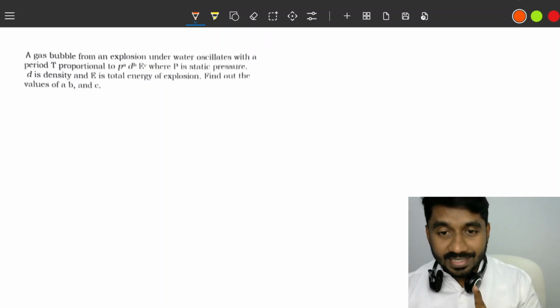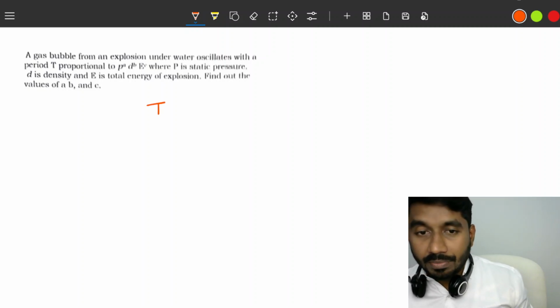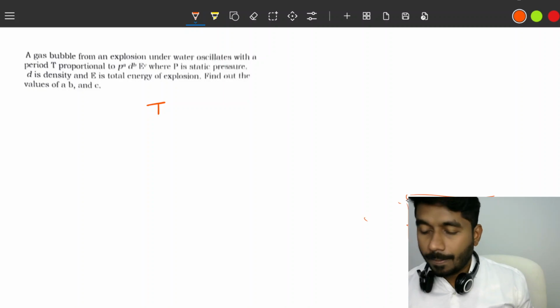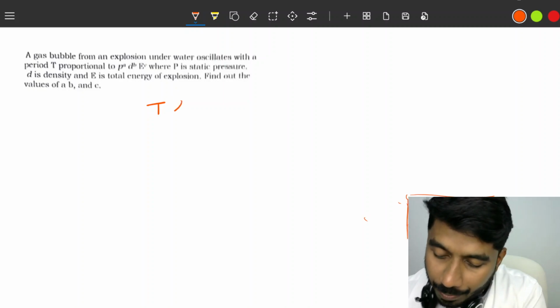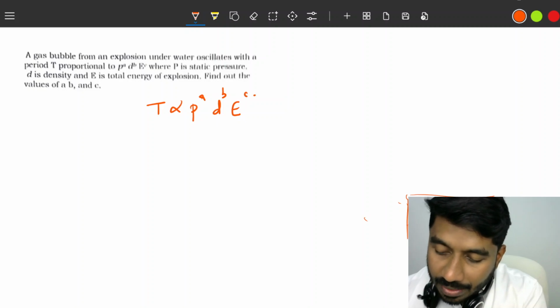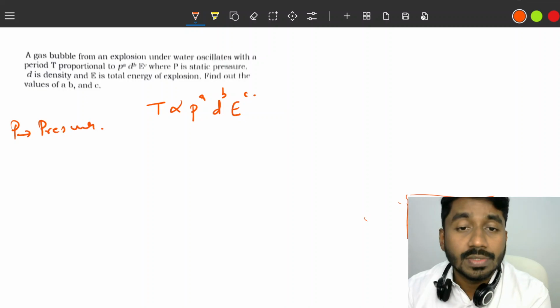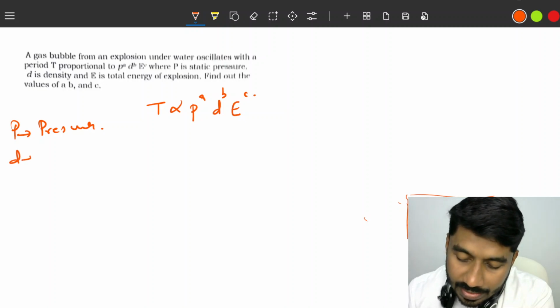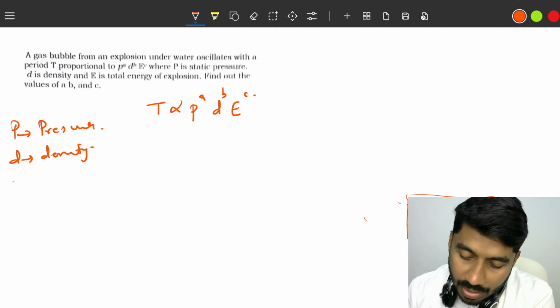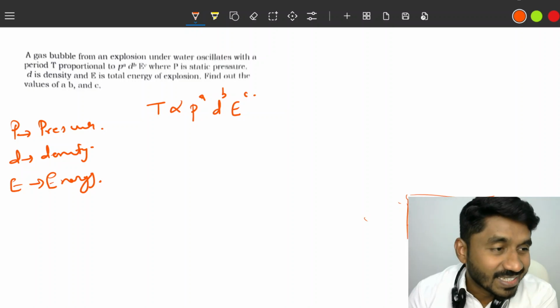A gas bubble formed from an explosion underwater oscillates with a time period T proportional to P raised to A, D raised to B, E raised to C, where P is pressure. Let's note it. P is pressure. You guys also write it with me. P is the pressure, D is density, E is energy. We need to find the values of A, B, C. It is very simple actually.